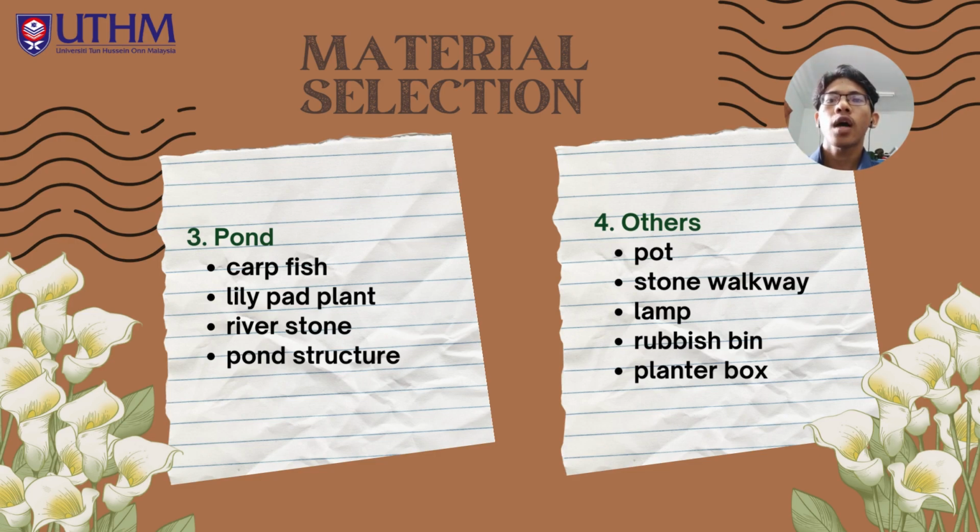Material selection for other items such as pots, stone walkway, lamp, rubbish bin and planter box are chosen with suitable material for our landscape.